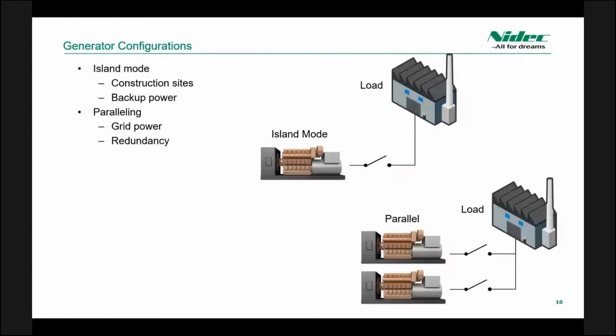So the 2 different generator configurations are island mode and paralleling mode. Island mode is when you have one generator that is producing power for one load. And paralleling is when you have any 2 or more generators sharing a load. Island mode typical uses are construction sites or backup power for businesses and homes. Paralleling can be used for grid power or redundancy in the event that you want to have generators that are ready to be backed up in the event that one of them fails.